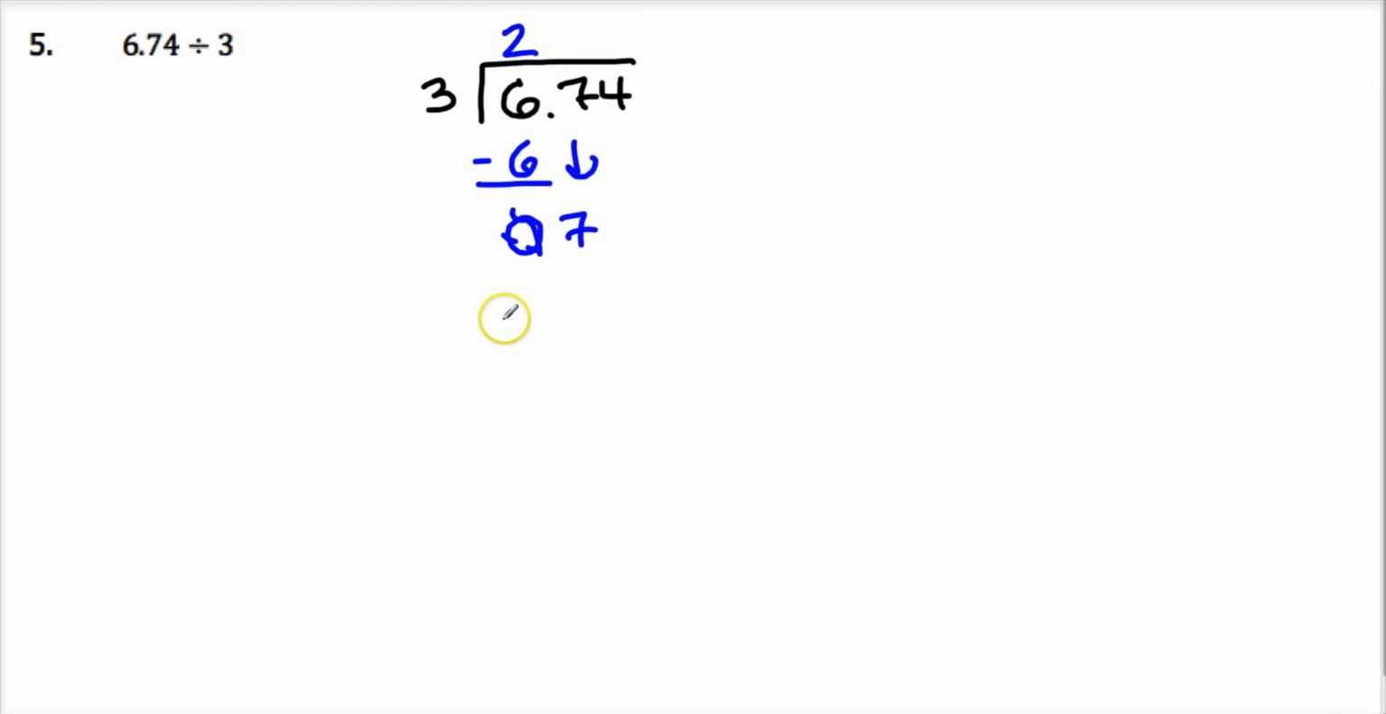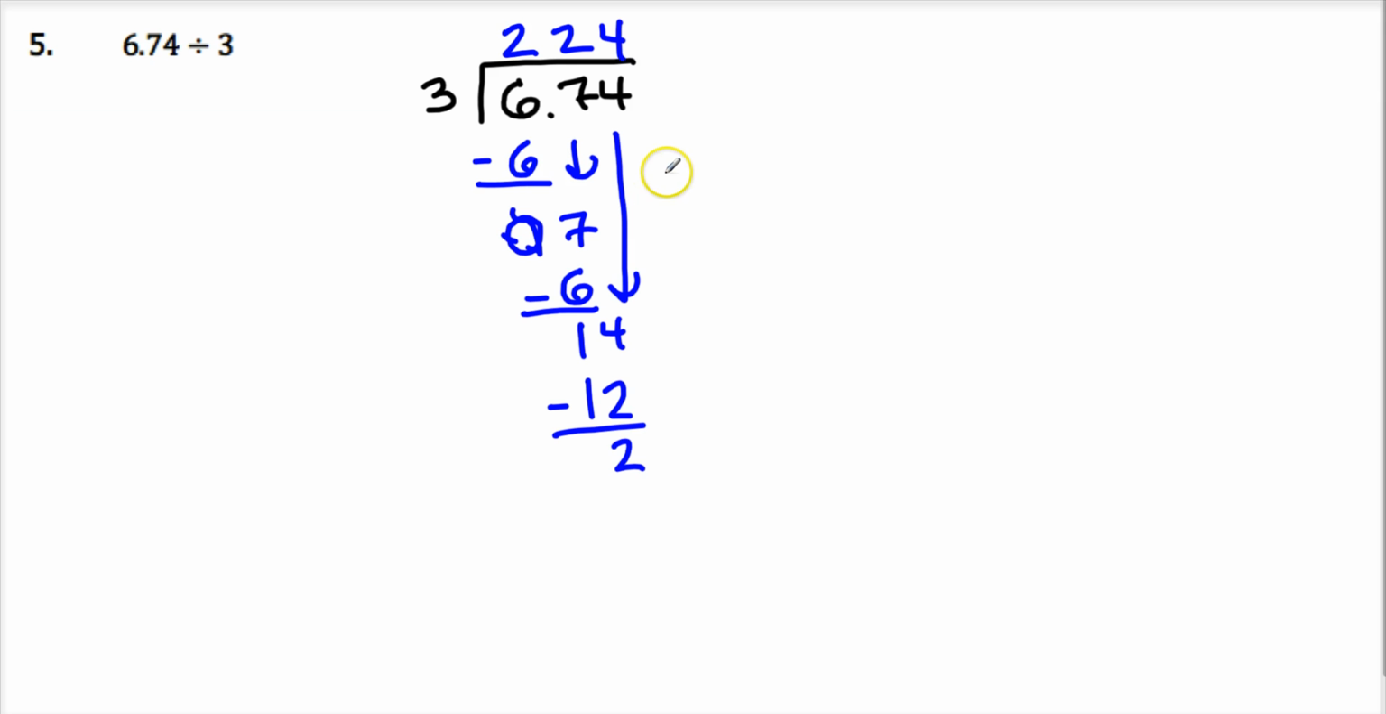Okay, and so now 3 goes into 7 2 whole times. So I can put another 2 here above my 7. 2 times 3 again is 6. And 7 minus 6 is 1. Now I'll bring down my 4. 3 goes into 14 4 whole times. So I can put a 4 here above this 4. 4 times 3 is 12. And I subtract 14 minus 12 is 2.